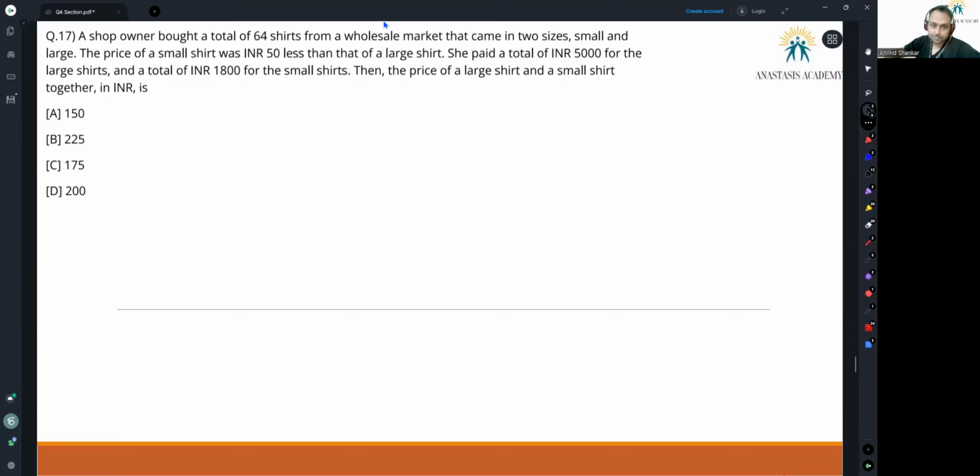Okay, let's see. Large shirts, small shirts, and they were 64 in total, no? So if this is X, this will be 64 minus X. Okay, the price of the small shirt was 50 less than that of the large shirt. So if this is Y, this is Y minus 50.